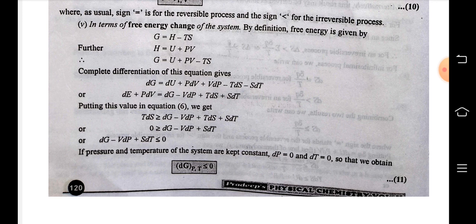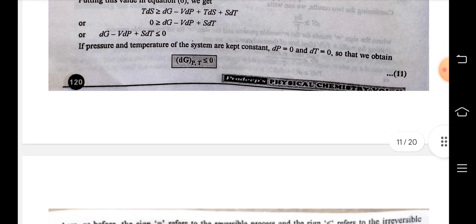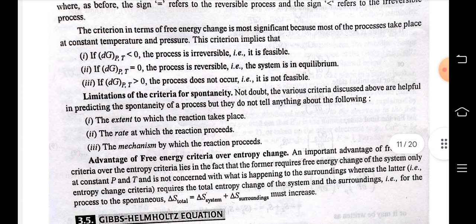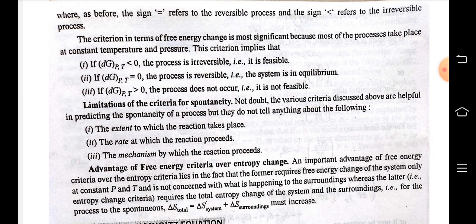Putting this value in equation 6, we get TdS greater than or equal to dG minus VdP plus TdS plus SdT. So 0 is greater than or equal to dG minus VdP plus SdT. dG at constant pressure and temperature is less than or equal to 0. Here, the equal sign refers to the reversible process and the less than sign refers to the irreversible process.